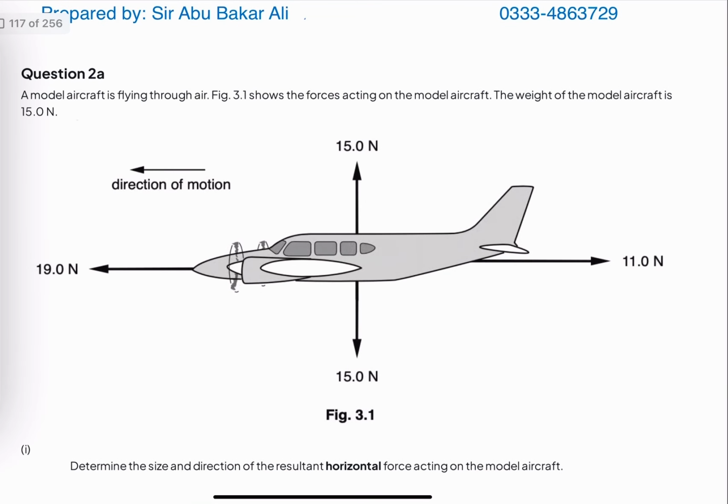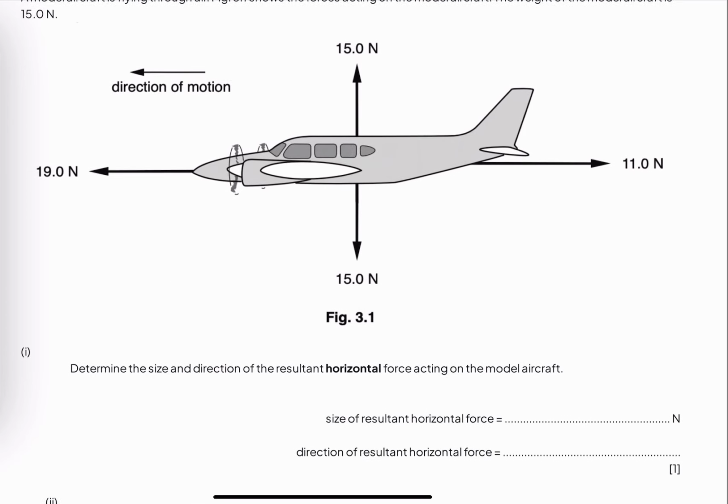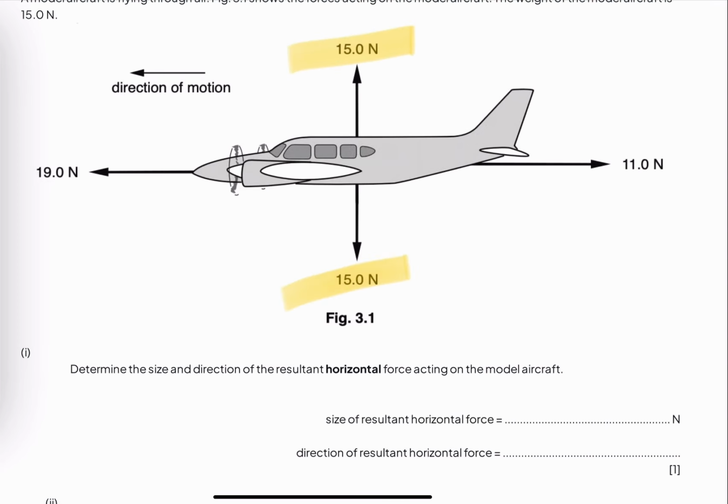In the next question 2a, we have an aircraft and there are different forces acting on it. We have to find the resultant force. Okay, so as we know, opposite forces will cancel each other. A 15 Newton force is acting upward, and exactly there is an opposite force of 15 Newton acting downward. So they will cancel each other. So this 15 will cancel out this 15. Okay, so we are only left with two forces. One is acting leftward and one is acting rightward.